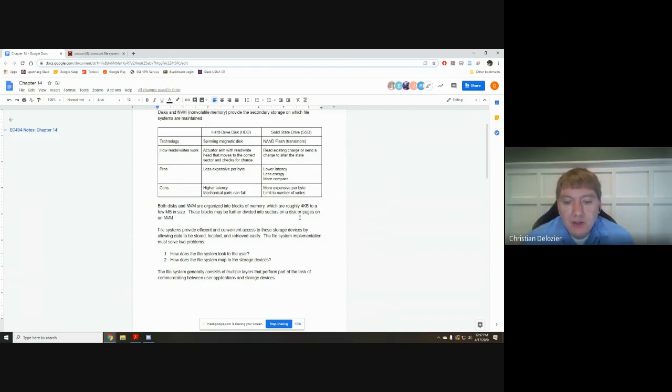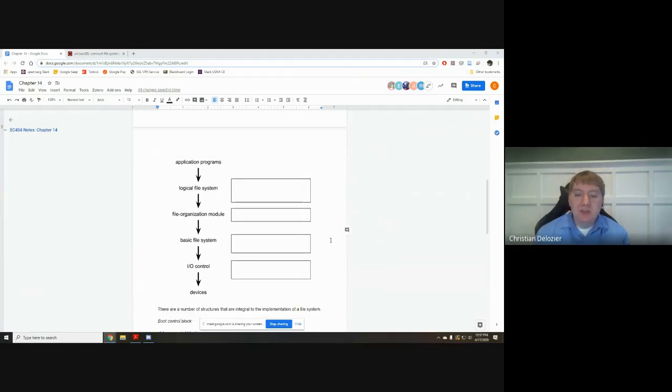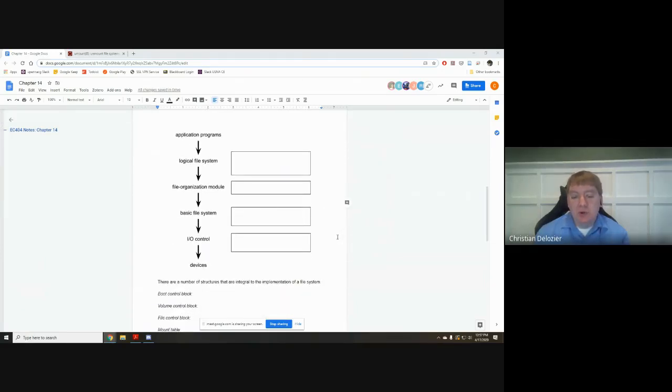So there are two things that we need to think about as we discuss file systems. Mainly, how does the file system look to the user, and how does the file system map to storage devices? These pull back and forth at each other, making it convenient for the user versus making it convenient for the operating system to map to the storage devices. So this depends on making sure that both of these conditions are satisfied, that we don't end up sacrificing usability for performance and vice versa.